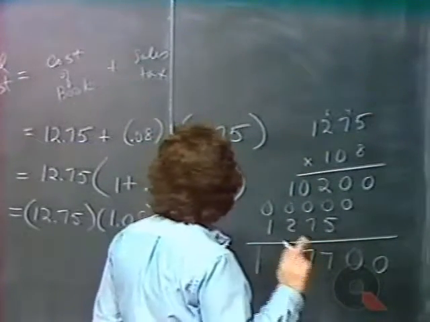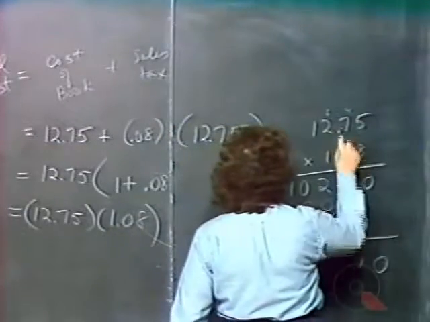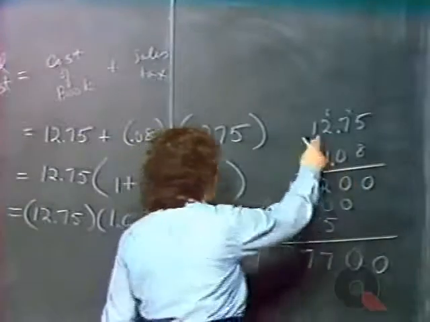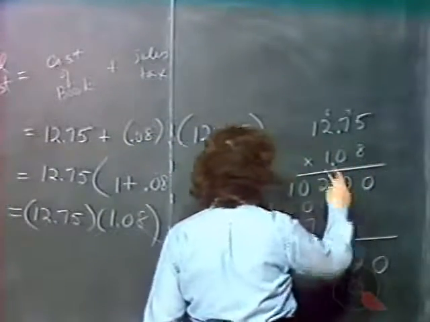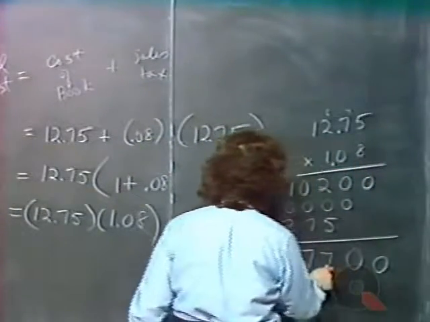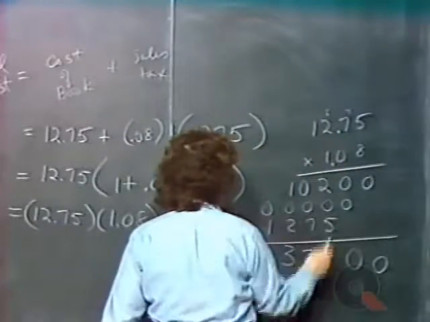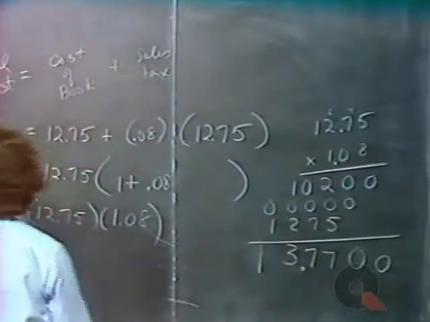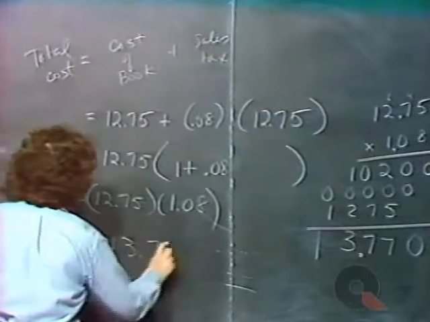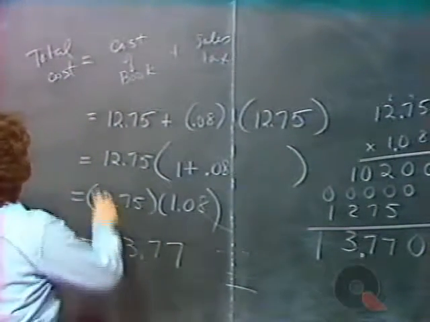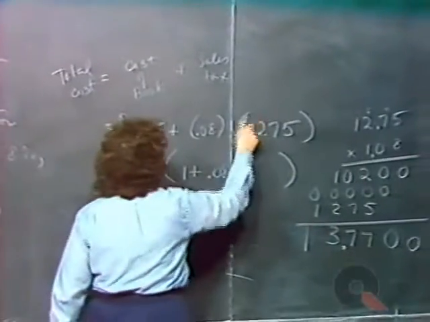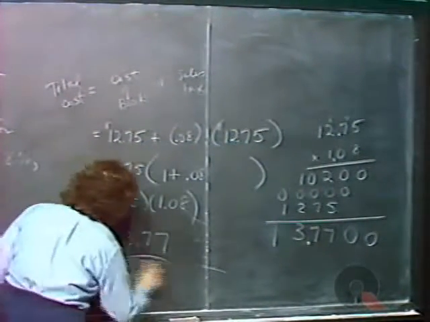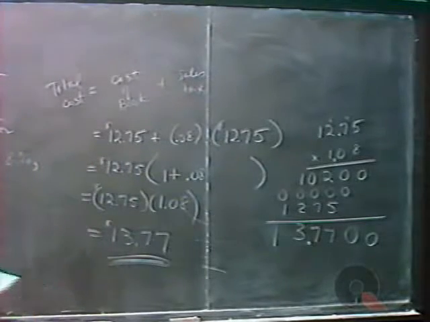Okay, now this was 12.75 times 1.08. We had 2 decimal digits in the first factor, 2 decimal digits in the second, so adding them up, 2 plus 2, 4 decimal digits in the answer. So the answer would be 13.77, or if you think of these in terms of dollars, $13.77 is what she has to pay the cashier.